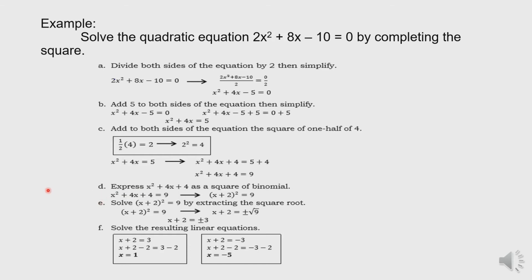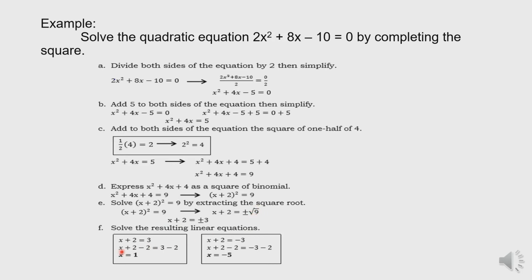So for d, express x squared plus 4x plus 4 as a square of a binomial. Okay, from here, take it as a square of a binomial to have the quantity x plus 2 squared equals 9. And then by extracting the square root, you get x plus 2 equals plus and minus the square root of 9. Then the resulting linear equation now is x plus 2 equals 3. 3 here is coming from the square root of 9.